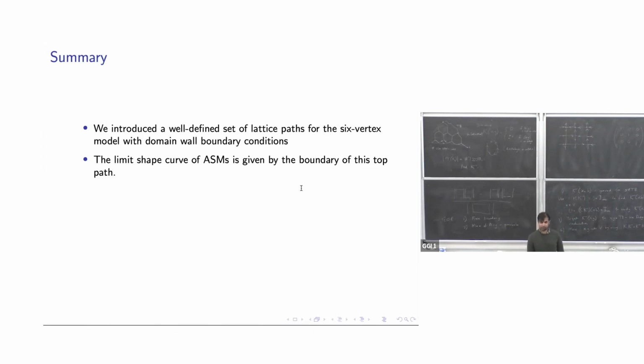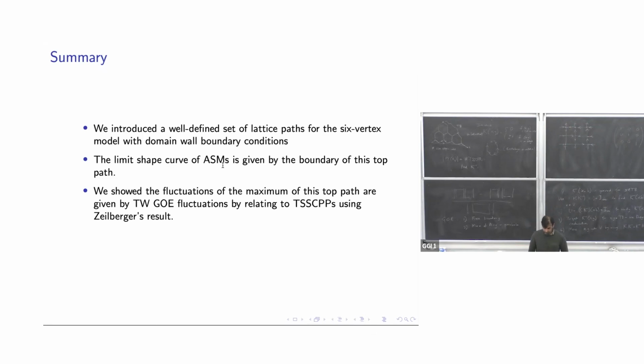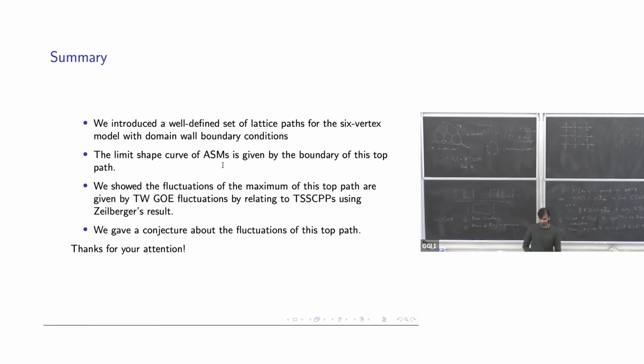So to summarize, we introduced this well-defined set of lattice paths. Then the limit-shaped curve of this ASM is just given by the boundary of this top path. And then we showed that the fluctuations of the maximum of the top path is given by the Tracy-Widom GOE distribution by comparing to the TSSCPP model. We also gave a conjecture about what we would like to prove, which is the fluctuations of this top path. Okay, so thanks for your attention.